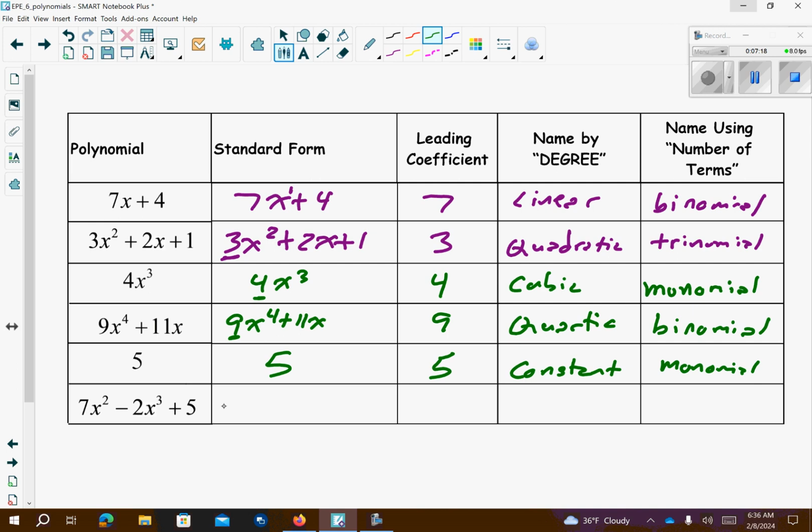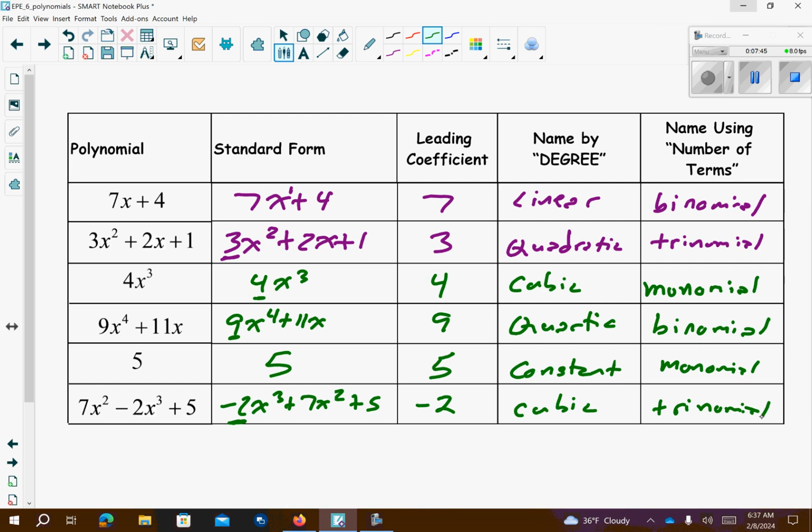Okay, this one, if we want to put it in standard form, we want to rewrite it to be in descending order based on our exponents. So notice I had to flip-flop the 7x squared and the negative 2x to the third. Keep the signs the same. My leading coefficient here is a negative 2. Degree, this is cubic. And number of terms, this is a trinomial. If we had more than 3 terms, it would just be called a polynomial.